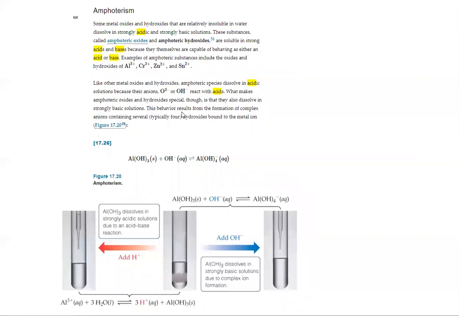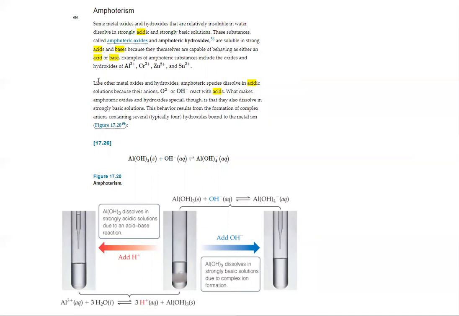Amphoterism, amphoteric oxides and amphoteric hydroxides: metal oxides and hydroxides that are relatively insoluble in water dissolve in strongly acidic and strongly basic solutions. So you'll have some things that won't dissolve in water, but they will dissolve when you put them in strong acids and strong bases. So why does that happen? We'll look at the effect here, but know that those are amphoteric oxides and amphoteric hydroxides. Obviously, it's an oxide if it's a metal and oxygen, and a hydroxide if it's a metal and hydroxide.